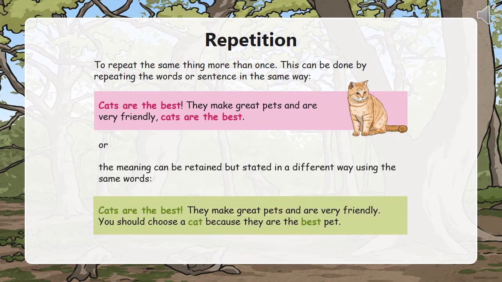Our next persuasive device is repetition. This means to repeat something more than once. This can be done by repeating the words or sentences in the same way. Here's an example. Cats are the best. They make great pets and are very friendly. Cats are the best. Or the meaning can be retained but started in a different way using the same words. Cats are the best. They make great pets and are very friendly. You should choose a cat because they are the best pet.